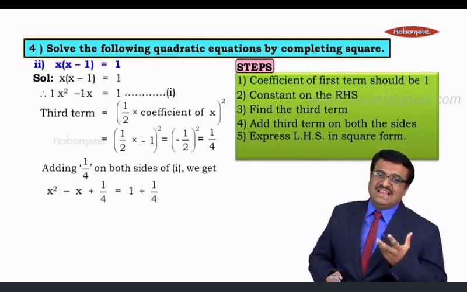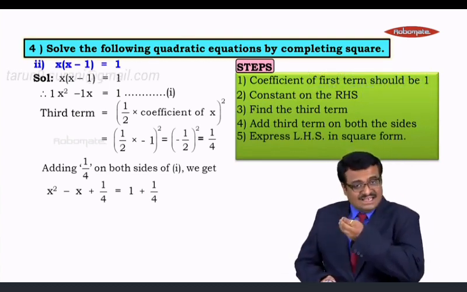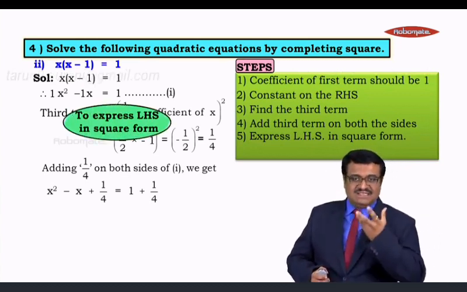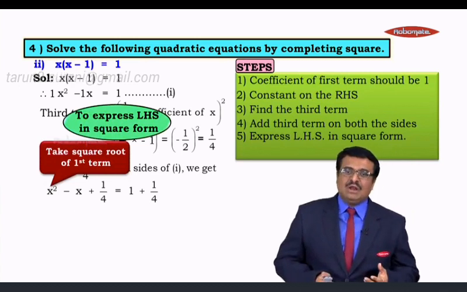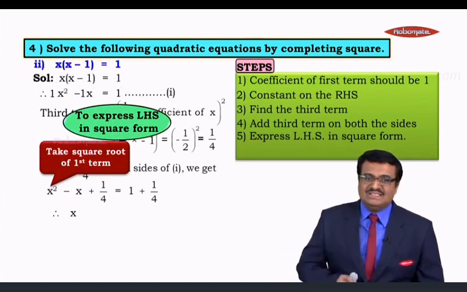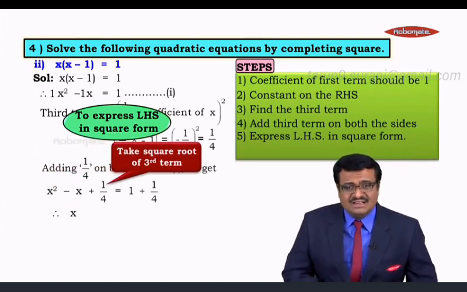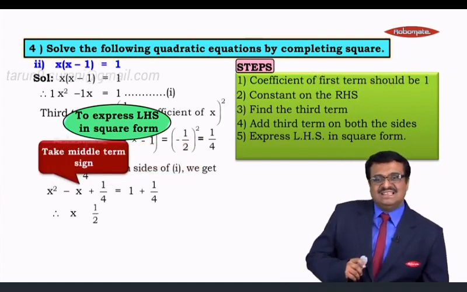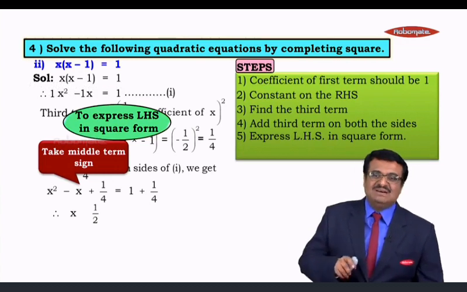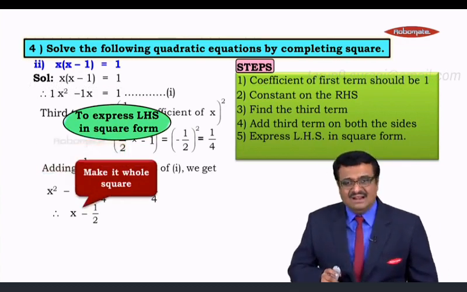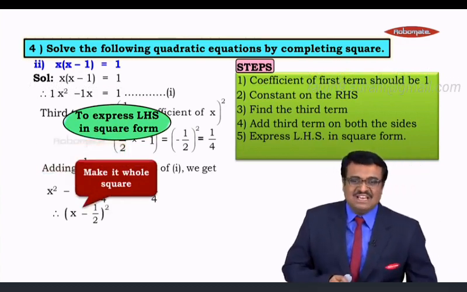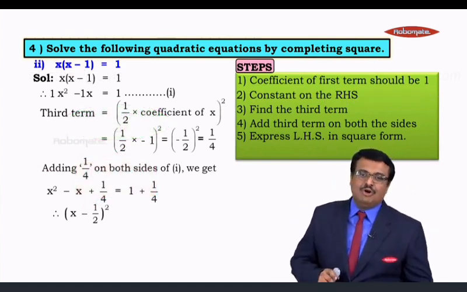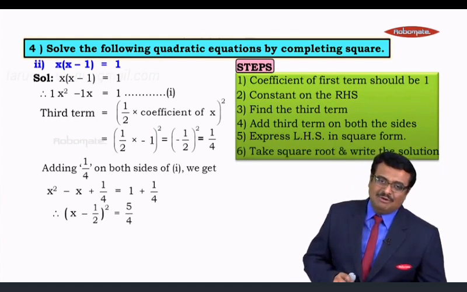Now, express the LHS in the square form. How will you express the LHS in the square form? In the last time we saw taking square root of the first term. So, to express LHS in the square form, take square root of the first term, x square square root. What is that? X. Take square root of the third term, 1 by 4 square root. What is that? 1 by 2. And the sign of the middle term. Take middle term sign. What is that? Minus. And make it the whole square. X minus 1 by 2 the whole square is equal to, right side you know how to add, cross multiply, 4 plus 1 which is equal to 5 upon 4.